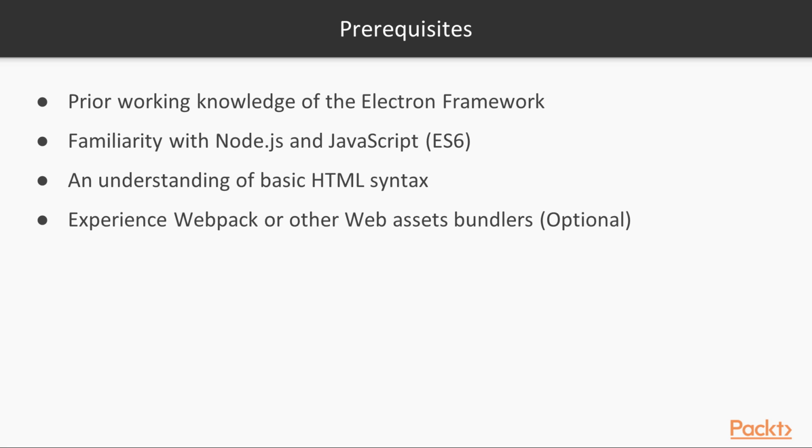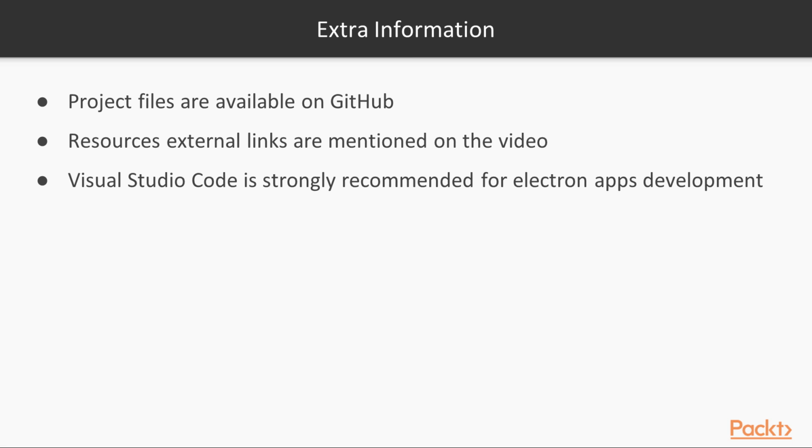The prerequisites: you need prior knowledge of the Electron framework, a familiarity with Node.js and JavaScript, especially ES6, an understanding of basic HTML syntax, and optionally some experience with Webpack or other website bundlers. For extra information, you will be getting project files for the course available on GitHub, so you can easily access them through the link mentioned in the course section.